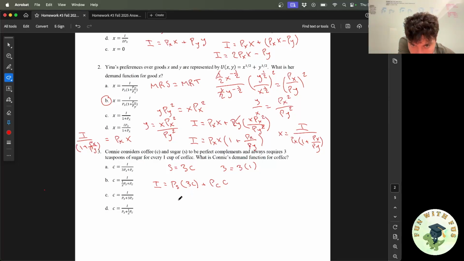Although I do need to process how we're going to factor this, I can definitely factor out a C from both of these terms. So I see C and I see C. I carbon copy people on emails. Now, I do have a C, so let's factor that out, and we'll get 3PS plus PC. And this is just a little one-liner, so income divided by 3PS plus PC is equal to C.